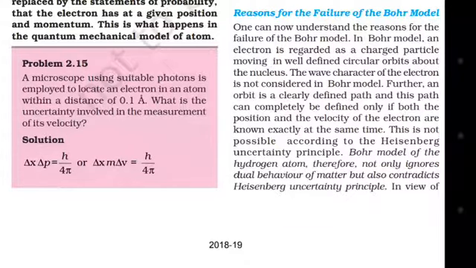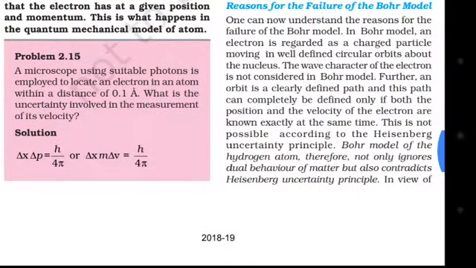One can now understand the reason for the failure of Bohr model. In Bohr model, an electron is regarded as a charged particle moving in a well-defined circular orbit about the nucleus. The wave character of the electron is not considered in Bohr model.